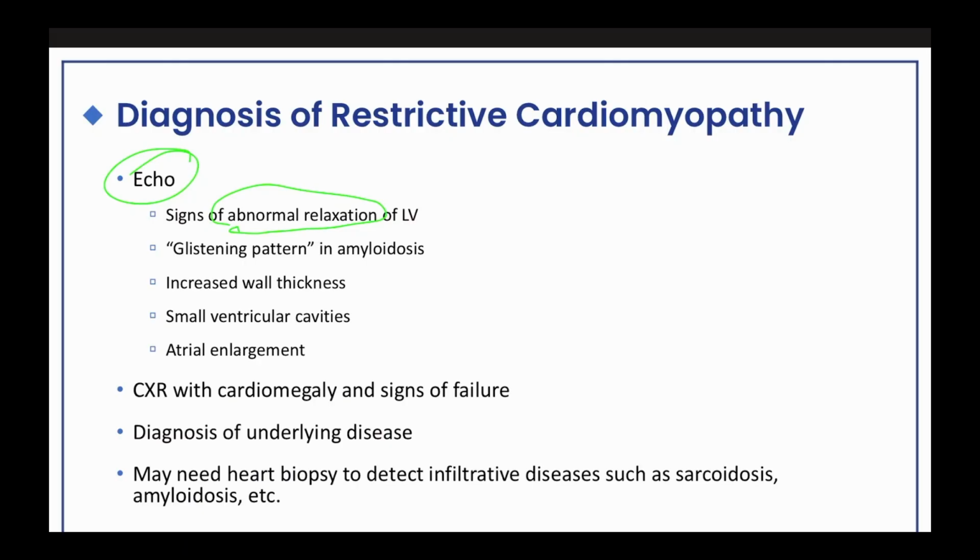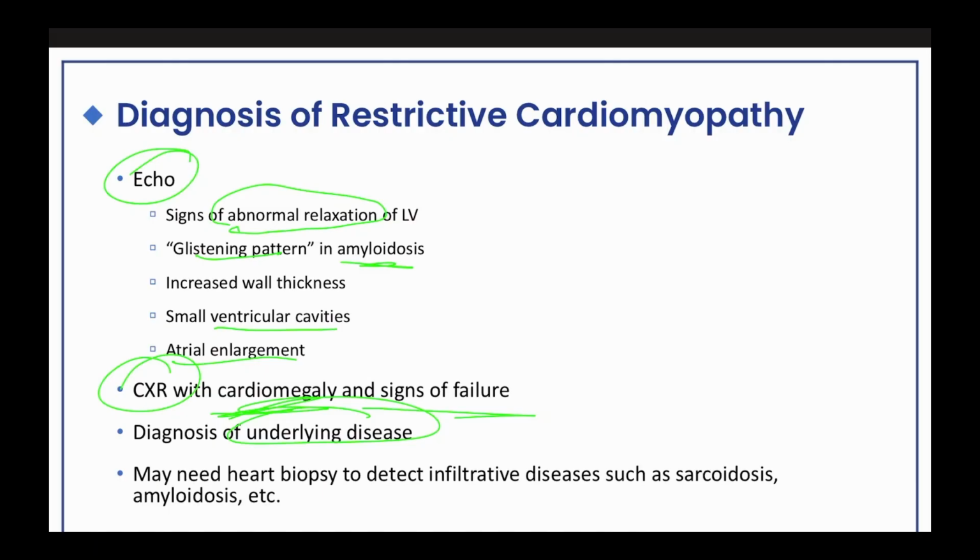They may tell you this patient is definitely clearly indicated for this. A glistening pattern, and that's because of the infiltrates that get into the tissue. Increased wall thickness, small ventricular cavities, atrial enlargement. Chest x-ray: cardiomegaly, signs of failure. Watch for that underlying disease. Restrictive cardiomyopathies usually don't occur by themselves.